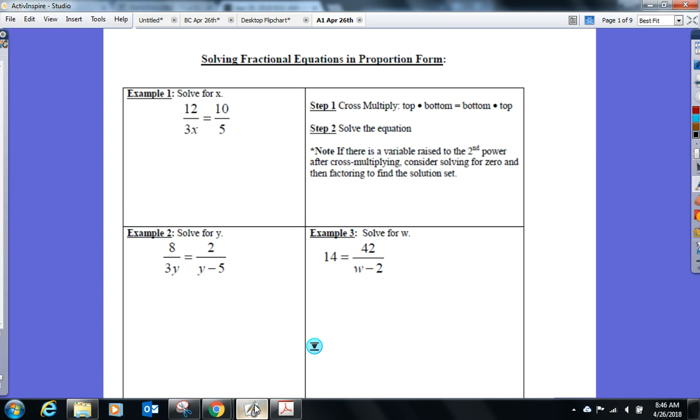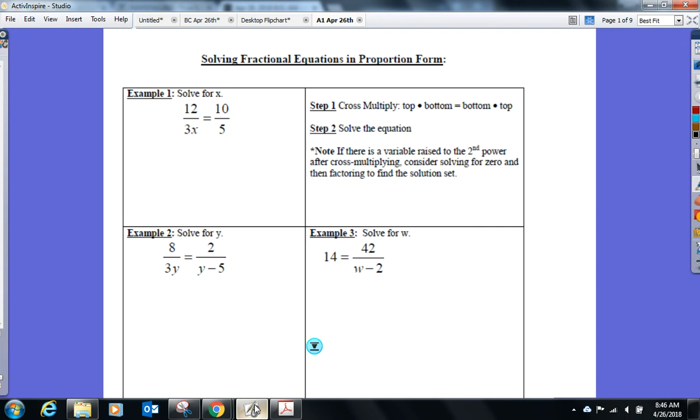Have you solved these before? No, yes? Some of you no, some of you yes. Okay. Do you see now I have a fraction equal to a fraction? When I have this, this is called a proportion. Heard of those before? Proportions? Fraction equal to a fraction. I'm asking you to find a value of x that makes this true.